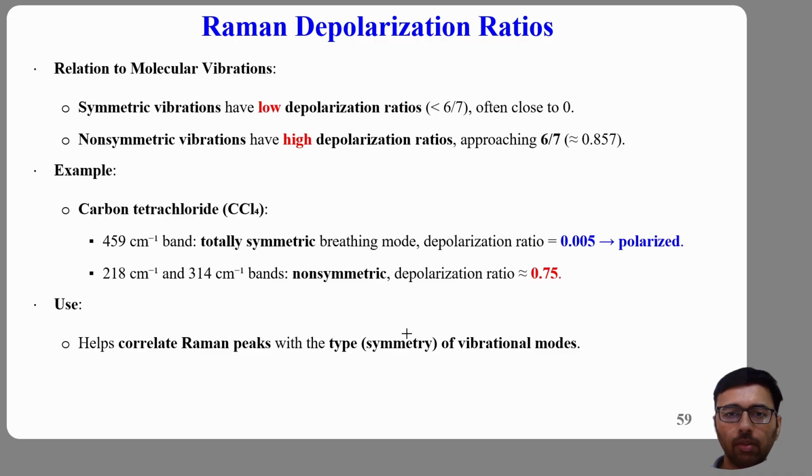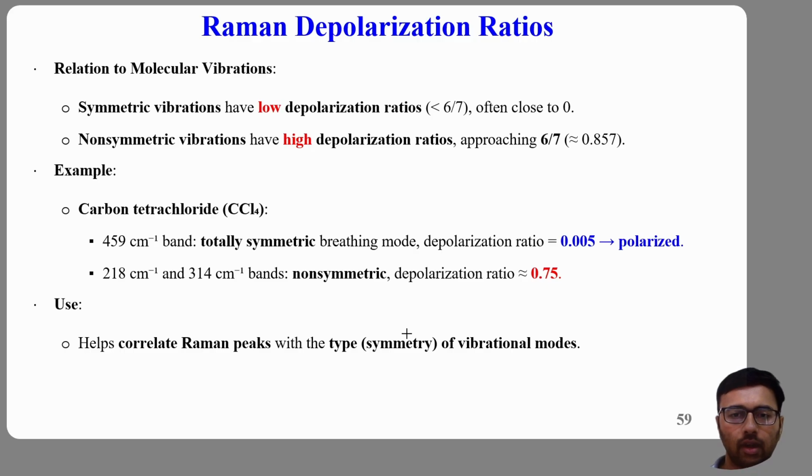Now consider asymmetric stretches or bending motions. These vibrations distort the molecular electron cloud unevenly. The molecular polarizability changes direction dynamically. As a result, the polarization of the scattered light becomes scrambled. The perpendicular intensity increases significantly. These are called depolarized Raman bands. The depolarization ratio provides direct experimental evidence about molecular symmetry. This is incredibly powerful in group theory, normal mode analysis, and molecular structure determination.